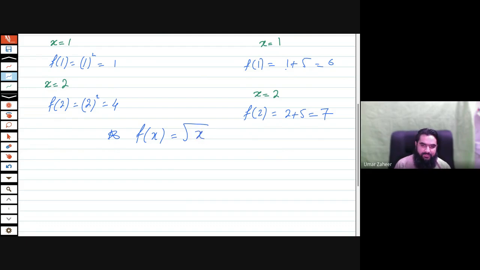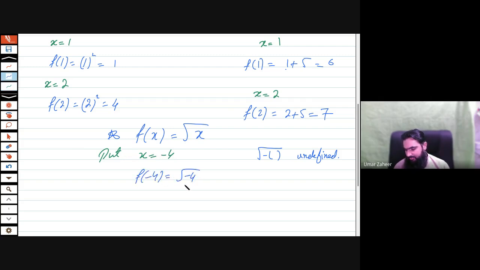Now look at this function. If you have a square root, you know that the square root is undefined when you have a negative number inside it. If you have any negative number, like minus 2, minus 3, minus 4, it will become undefined. Let's say I substitute x equal to minus 4. So the function will be f of minus 4 equals square root of minus 4. It is undefined.